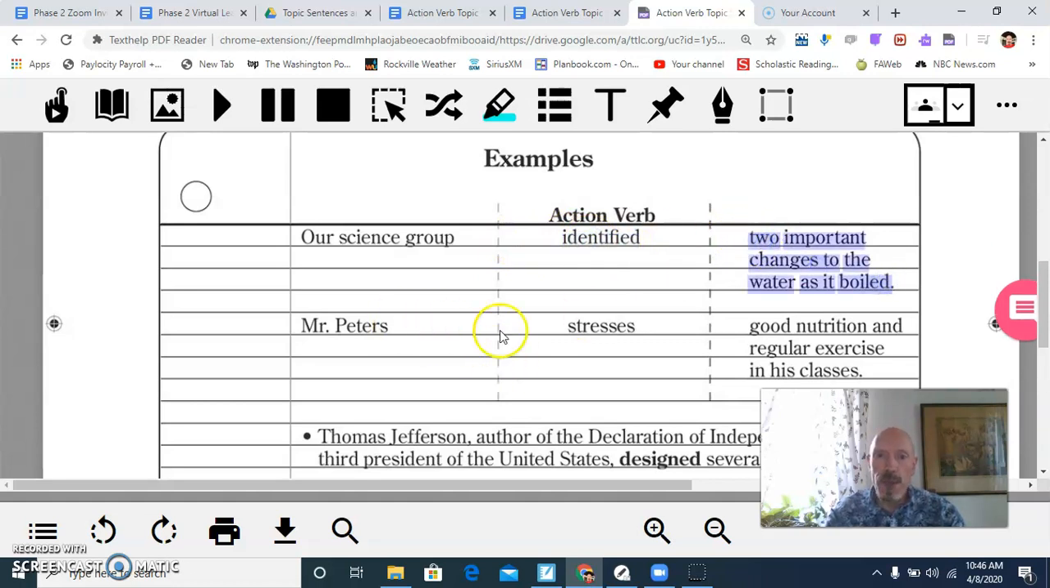Okay, Mr. Peters stresses good nutrition and regular exercise in his classes. So this is about Mr. Peters, and what does he do? What's the one word he does? He stresses. And finish it, good nutrition and regular exercise.